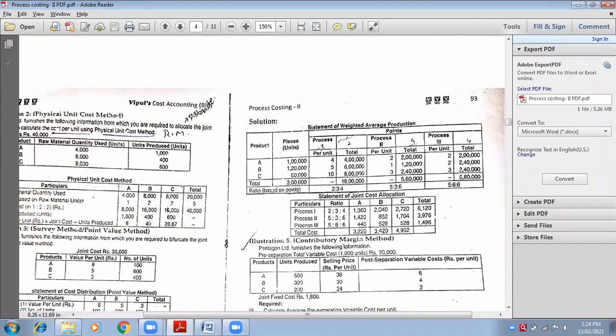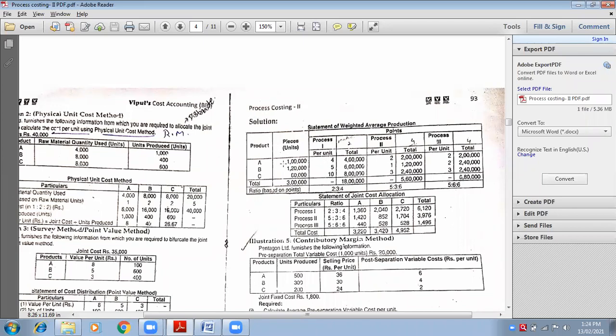Similarly, we have to copy here. Process 1, per unit column. Of A, it is 4. Of B, it is 5. Of C, it is 10. So how we will calculate the amount? Total means amount. Here you have to write amount. So this will be per unit, this will be amount. For process 2, per unit, amount. For process 3, per unit, amount. So how we will calculate amount?